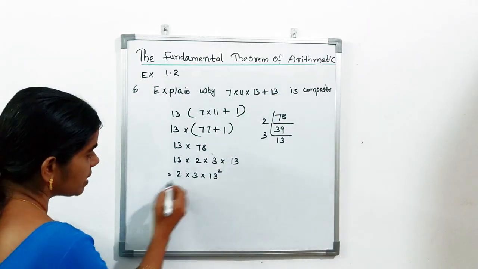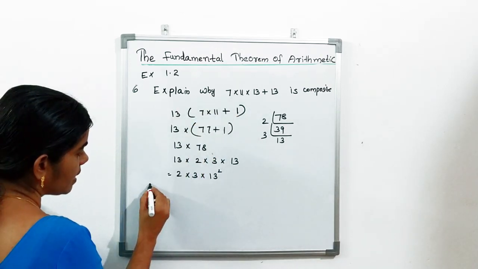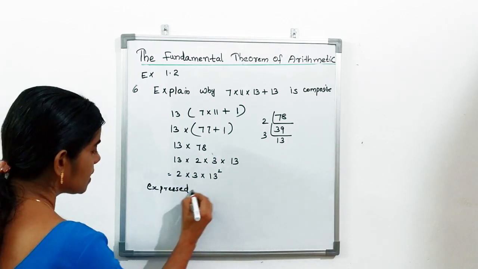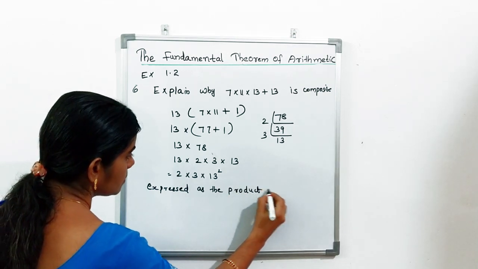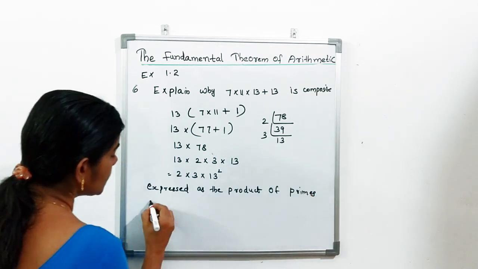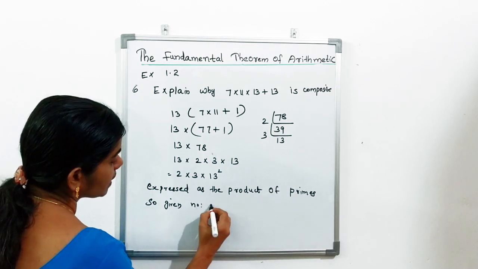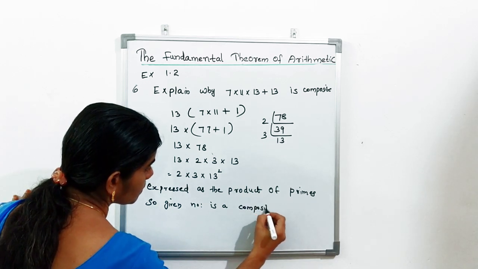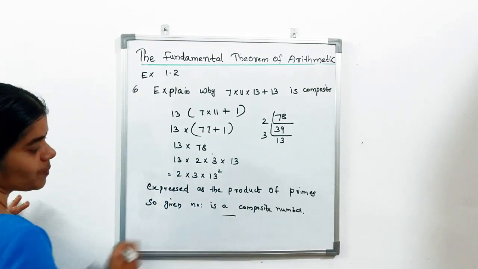Then what do you want to write here? Now this number is expressed as the product of primes, so the given number is a composite number. Clear now? Okay.